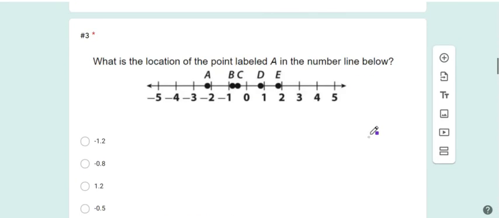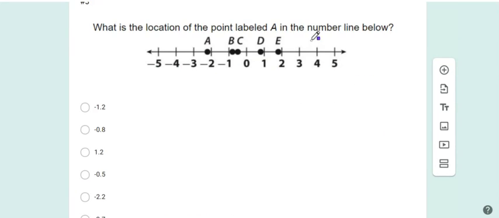Number 3, what is the location of the point labeled A in the number line below? So here's the number line, here's A. Okay, so here's 0. We go negative 1, negative 2, negative 3, negative 4, negative 5. Okay, point A is a little past negative 2. So if this is 0, this would be negative 1. This is like negative 1.5 because it's halfway between negative 1 and negative 2. Here's negative 2, and I'm a little past negative 2.